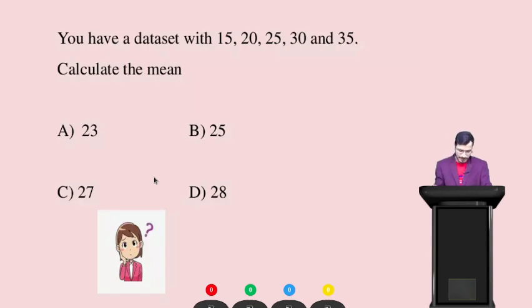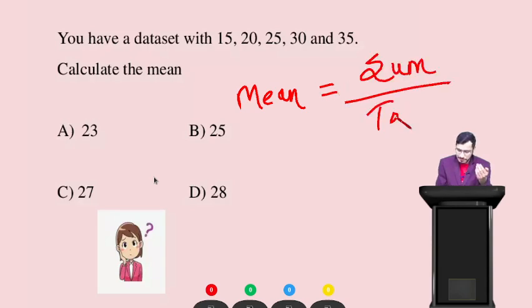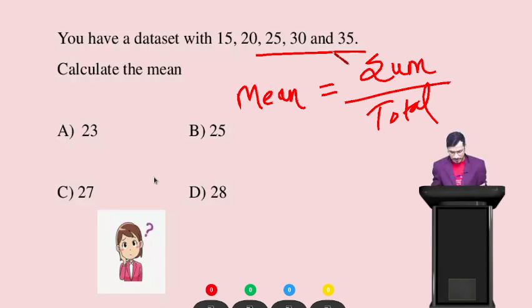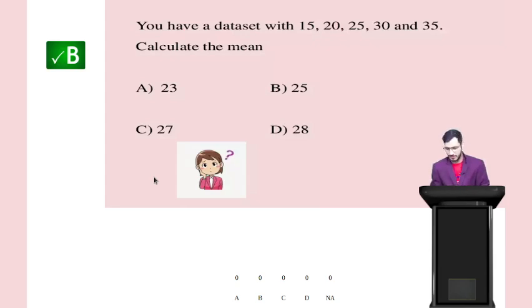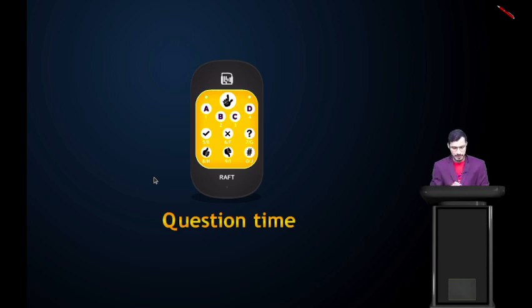So students, time's up. The right answer is, what will we do here? The formula of mean is sum of observations divided by total number of observations. Here the data are 15, 20, 25, 30 and 35. So add all the numbers and divide by 5. We get 25 here. So the right answer is 25. Good. Now let's move to the next part.